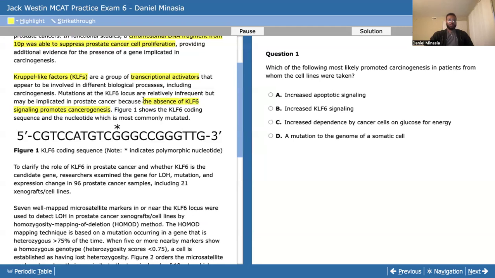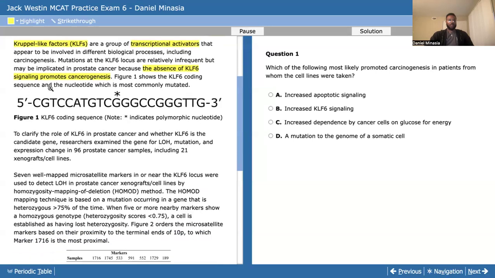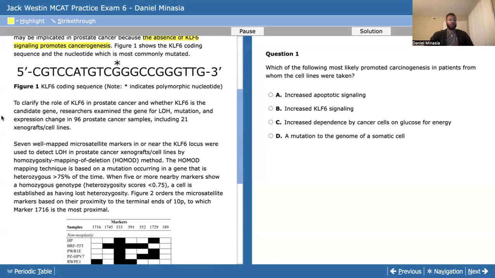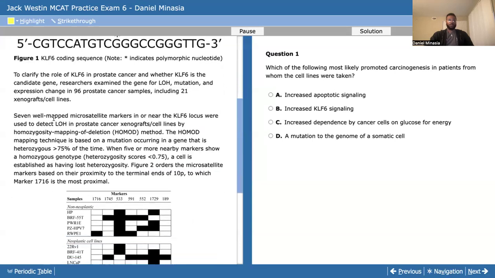Okay, if its presence or gain of function mutation promoted carcinogenesis, then it would be a proto-oncogene, which gets converted to an oncogene because of that gain of function mutation. Okay, Figure 1 shows the KLF6 coding sequence and the nucleotide which is most commonly mutated. Okay, so you see your coding sequence, 5' end, 3' end, and you see the most commonly mutated nucleotide is the guanine. Okay, just take note of that, move on.